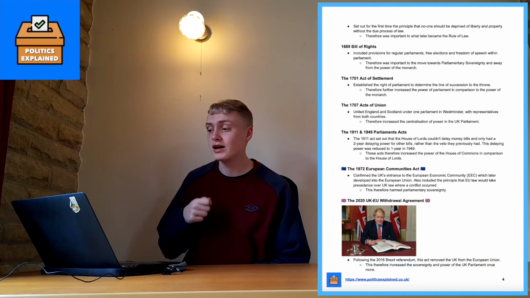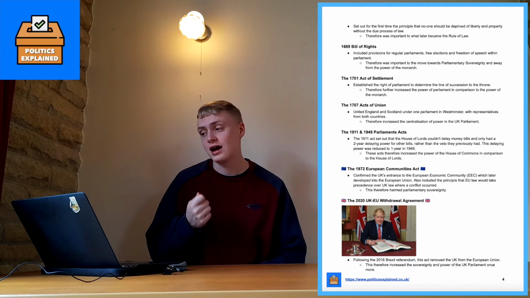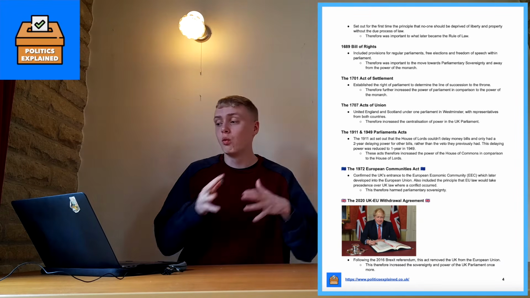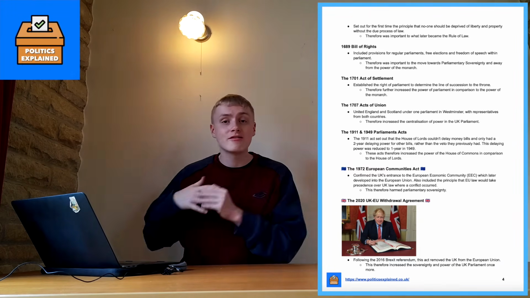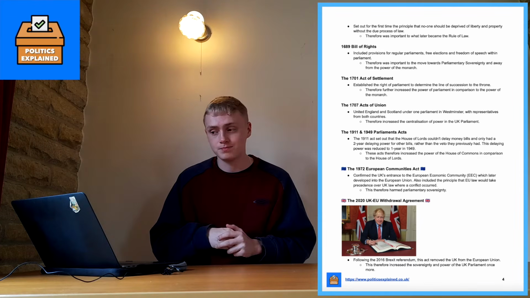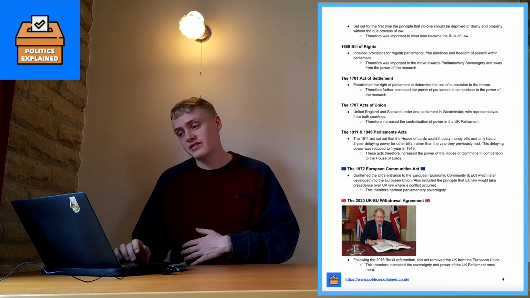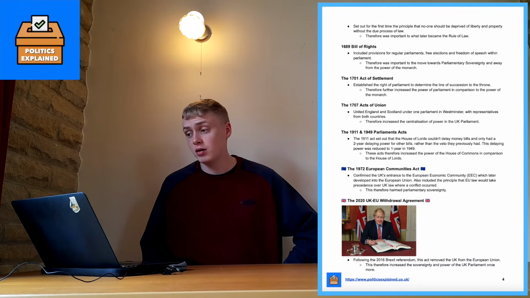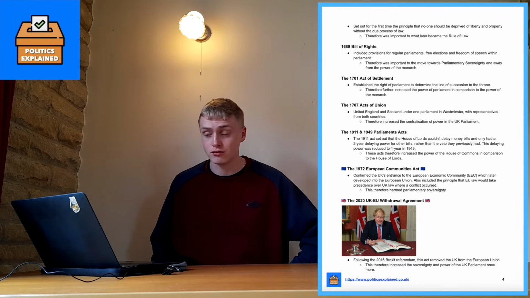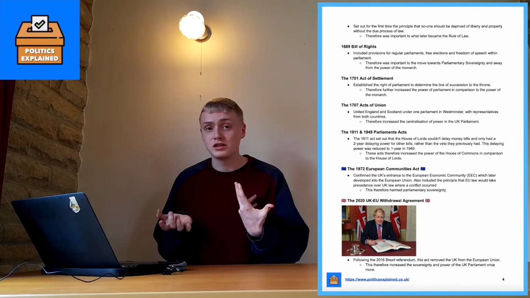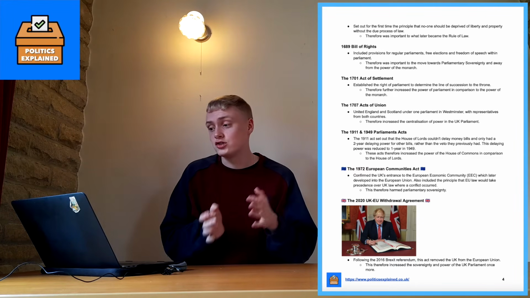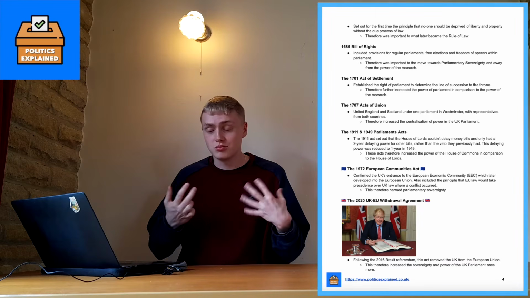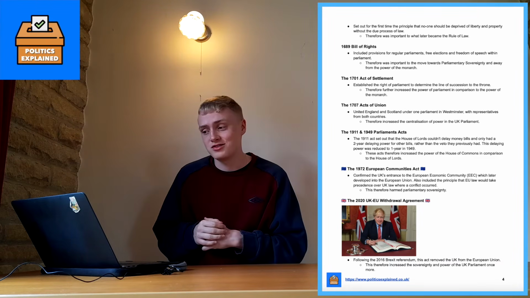The next one, quite a bit later, is the Bill of Rights in 1689, and this included provisions for regular parliaments, free elections, and freedom of speech within Parliament. It was therefore important towards a move towards parliamentary sovereignty and away from divine right and the power of the monarch. Just over a decade later, you have the 1701 Act of Settlement, which established the right of Parliament to determine the line of succession to the throne. This was further moving the power away from the monarch and to Parliament, continuing that move towards parliamentary sovereignty.